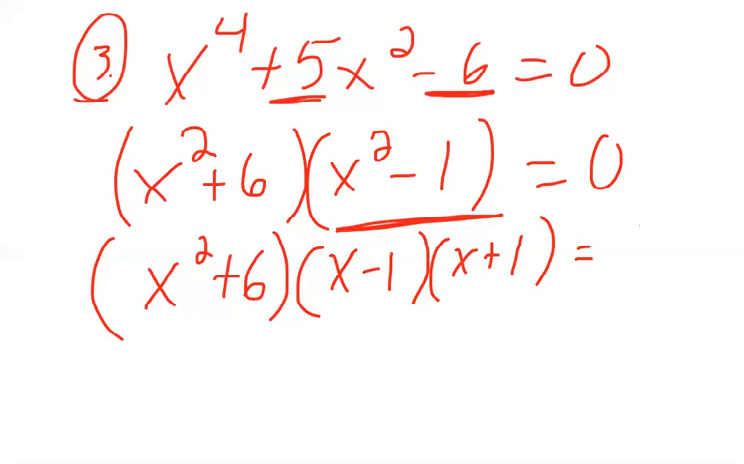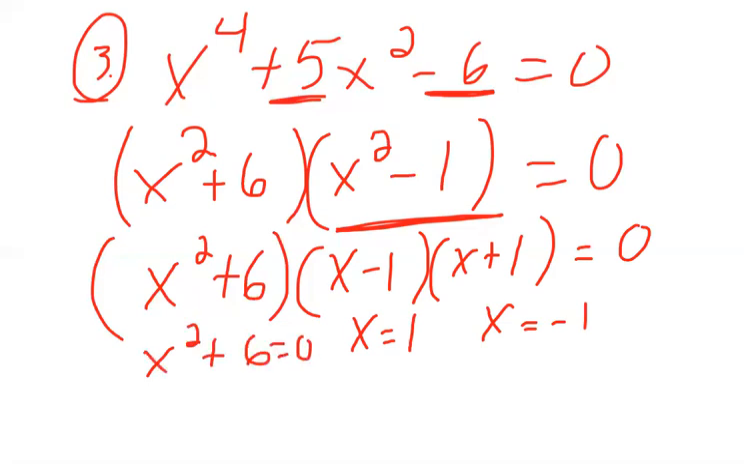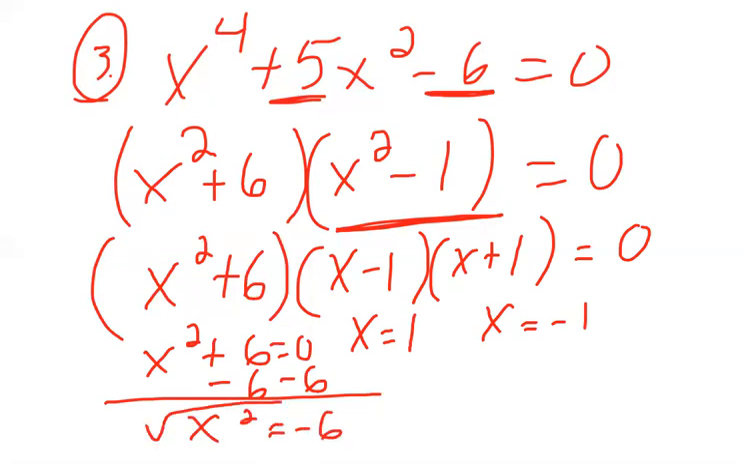Notice, guys, I didn't factor the first one because it's not a difference of squares. So you leave it like that. So x minus 1 will produce a solution of 1. x plus 1 will produce a solution of -1. Now, the x squared plus 6, though, you actually need to set this equal to 0 and solve. So we're going to subtract 6 from both sides, and we get x squared is equal to -6. Then you want to take the square root of both sides.